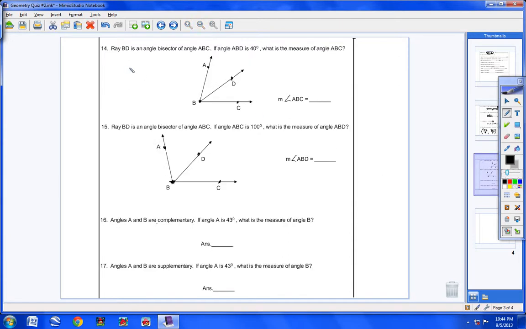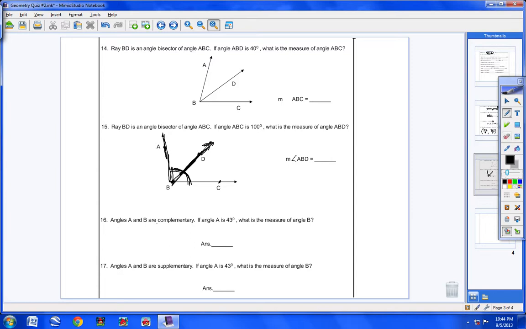All right, number 14. Here's ray BD, right here in the middle. Ray BD is an angle bisector of ABC. If angle ABD, right here guys, angle ABD is 40 degrees, what is the measure of the whole angle ABC? All right, moving on to number 15. BD is your angle bisector. Angle ABC is 100. That's the whole angle. So the whole angle is 100. What is the measure of this little angle right here?